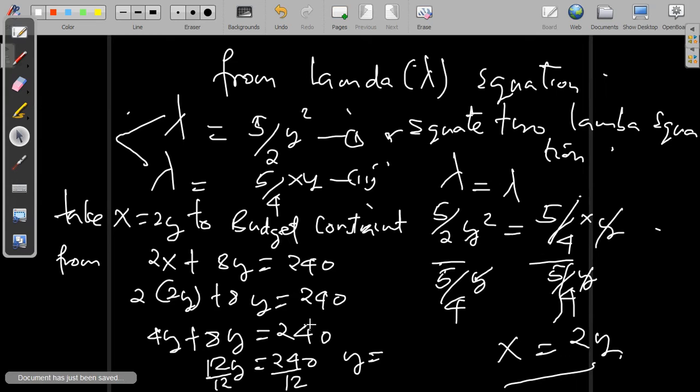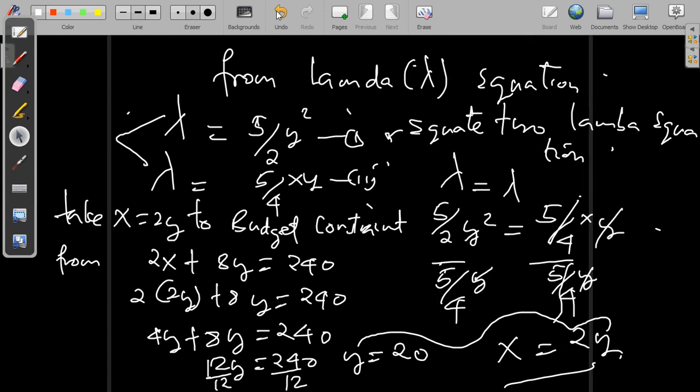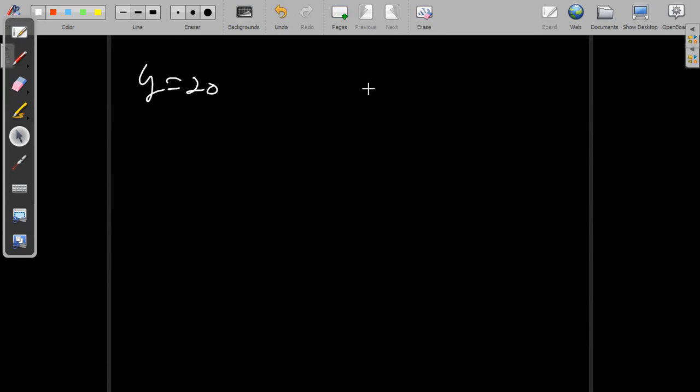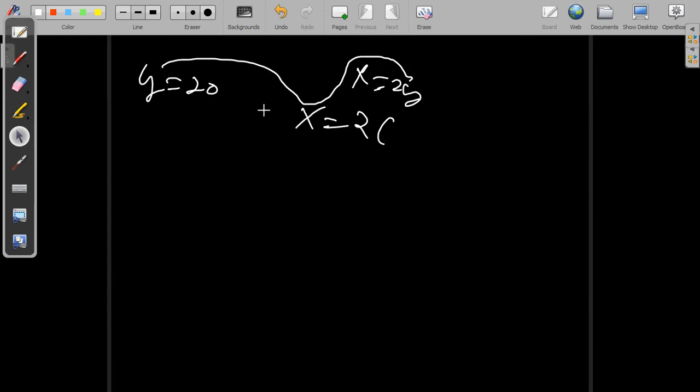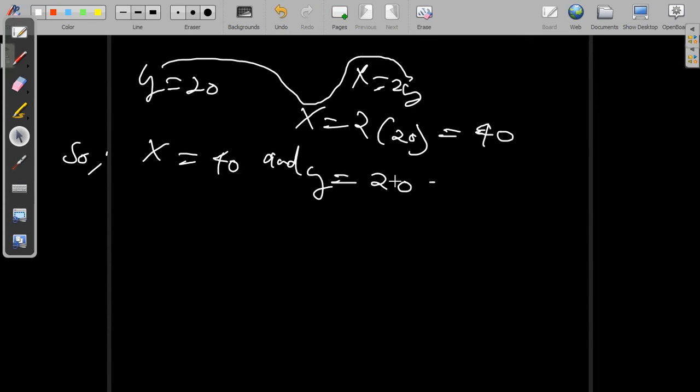So it will give you exactly the y value, that is equal to 20. So take y, that is equal to 20, plug into x, which is equal to 2y, so as you can obtain the quantity of x. Or you may plug it into the budget constraint. So y is equal to 20 and x is equal to 2y. Plug in y to the x equation, that will give you x is equal to 2 times 20, which is equal to 40. So for that case, now we can conclude that the quantity of x is equal to 40 and y is equal to 20.